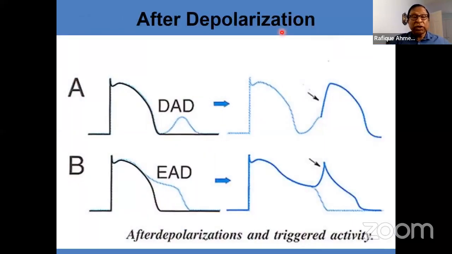And afterdepolarization: this is the action potential. For some reason, we can have a delayed afterpotential. And if this delayed afterpotential is big enough, then it can trigger another stimulus, and that will cause tachycardia. Delayed afterdepolarization is calcium dependent.